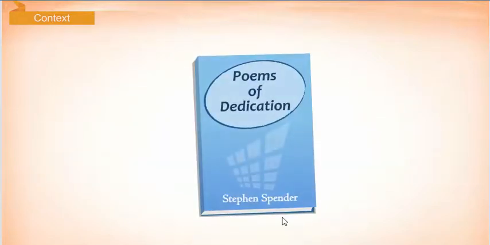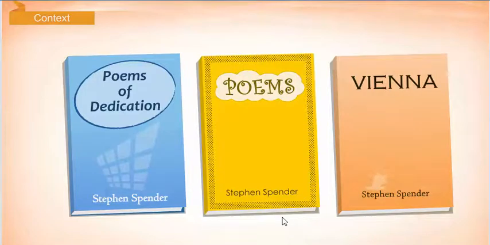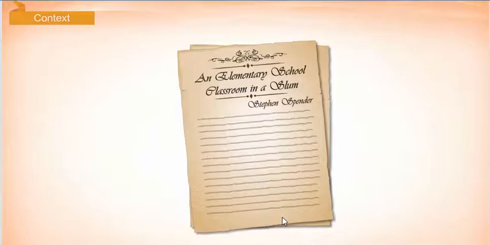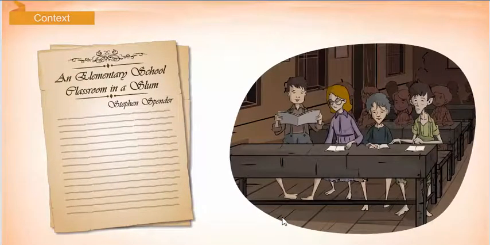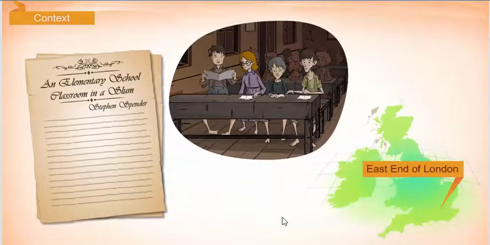Spender's early works, Poems of Dedication, Poems, and Vienna, show a deep involvement with social issues. The poem, An Elementary School Classroom in a Slum, draws a vivid picture of a school in a slum. A likely inspiration for this poem came from Spender's visit to a slum school in the East End of London.